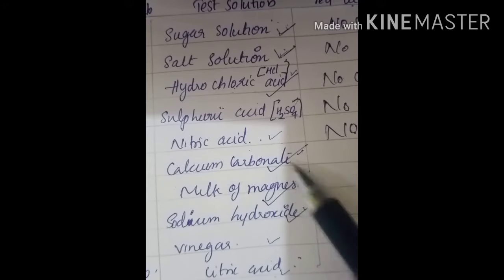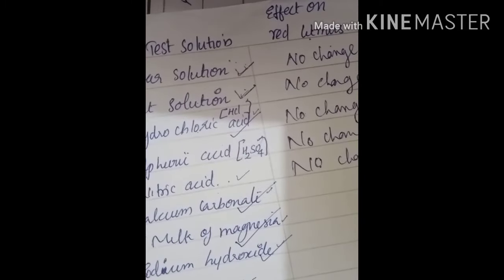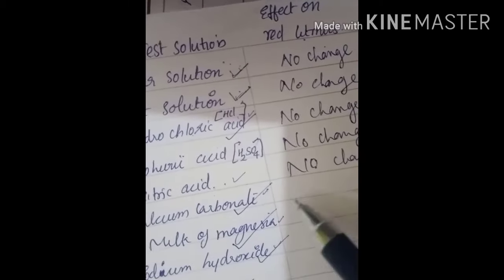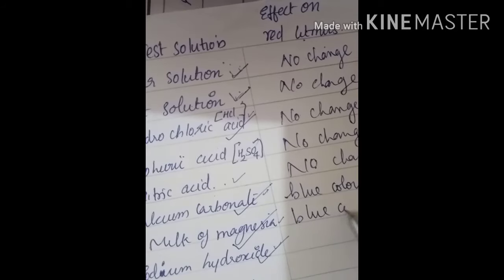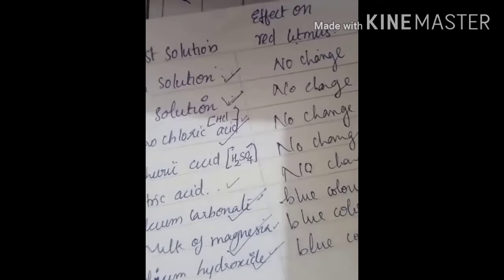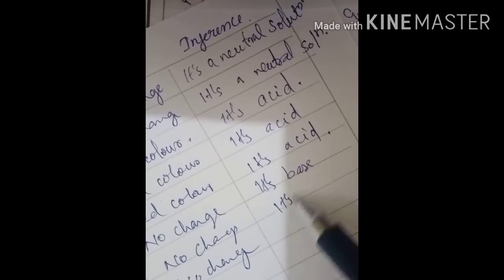Then when you look at the examples, calcium carbonate, milk of magnesia, sodium hydroxide, these three are basic. So when we dip a red litmus paper in the base, it changes into blue color. But when a blue litmus paper is dipped in the basic solution, no change occurs. So here you can write no change, no change, no change. What would be the inference? It is base, it is base, it is base.